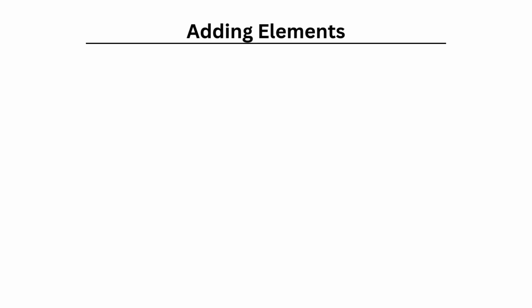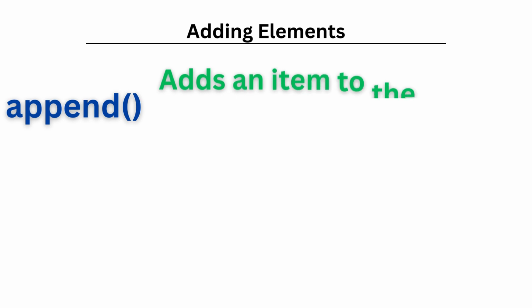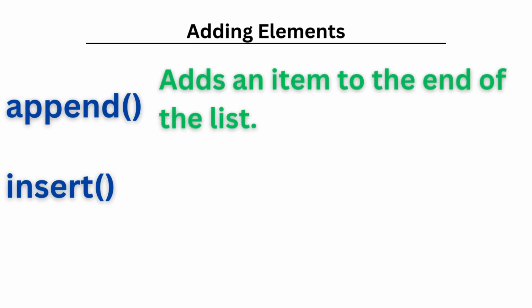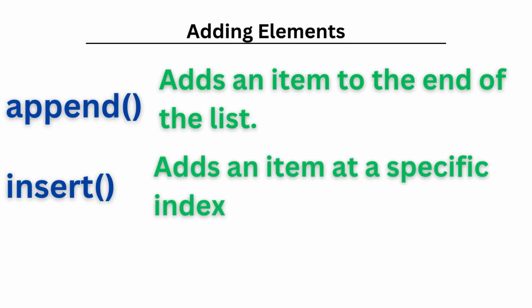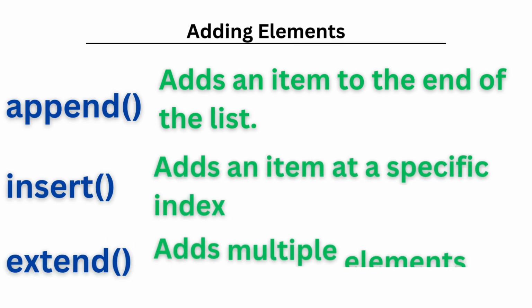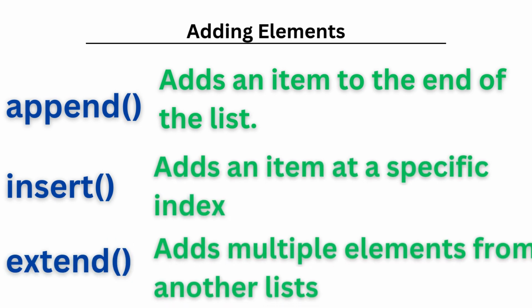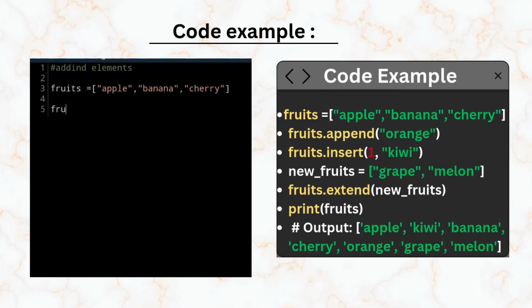Python lists have several methods for adding and removing elements. Let's start with adding elements. Append. It adds an item to the end of the list. Insert. It adds an item at a specific index. Extend. It adds multiple elements from another list. Let's see the tutorial.